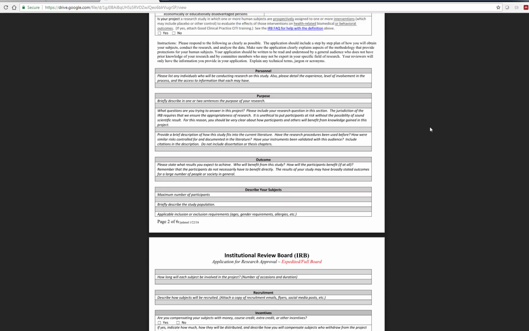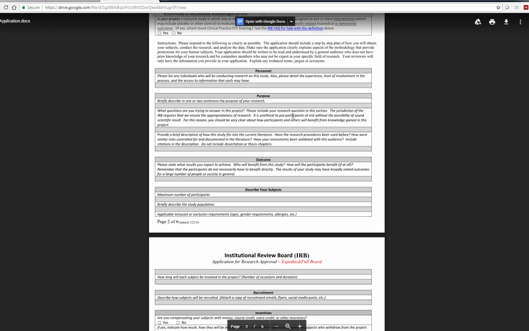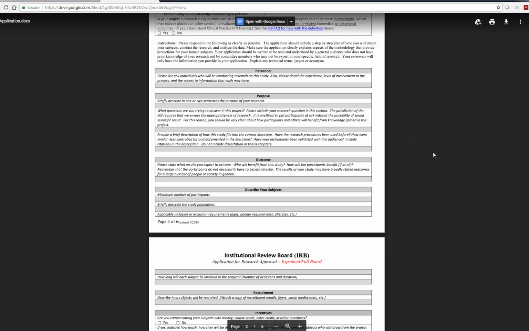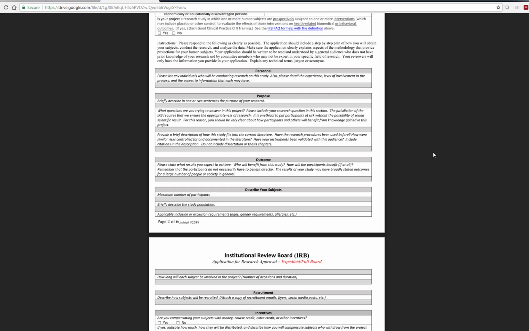After this is the purpose section. Here the researcher should be able to clearly articulate the purpose of the study that's free of technical jargon. Also, please note that researchers should pay very close attention to the guiding questions in the subsections of these forms. For example, within the purpose section, the researcher is required to provide a brief description of how this study will fit into the current literature. However, the focus should be on how the research procedures have been used before, and the focus should be on studies that have utilized similar methodologies.